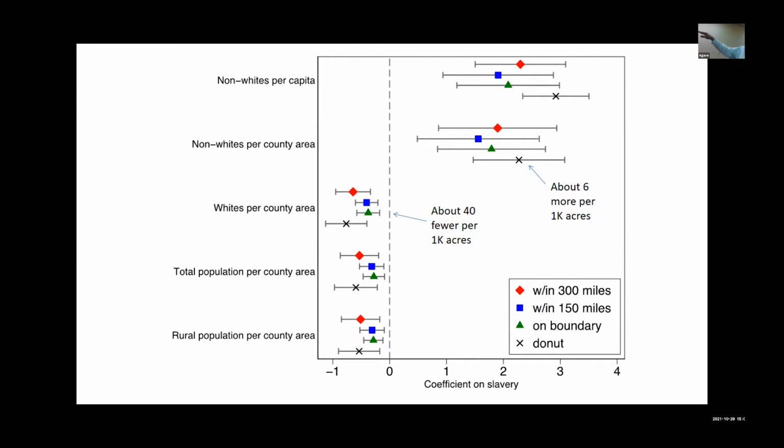And you can see that there are many more non-whites. So 6 per 1,000 acres on the slave side. So this is really slavery having an impact. The striking thing is the population density: there are going to be 40 fewer whites on the slave side. It's going to be pushed down. So you get more non-whites and many fewer whites on the slave side.